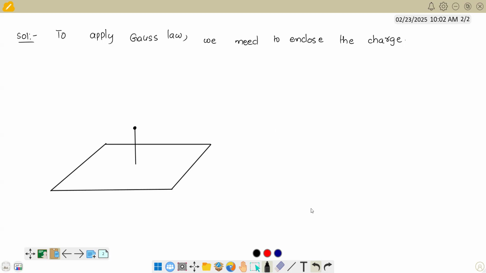Gauss law says the integral of E bar dot dA bar is equal to the charge enclosed divided by epsilon naught. I will not explain Gauss law in much detail right now. The only thing you need to understand is, if you have a charge and you need to apply Gauss law, first you have to surround it three-dimensionally, that means in all the directions.